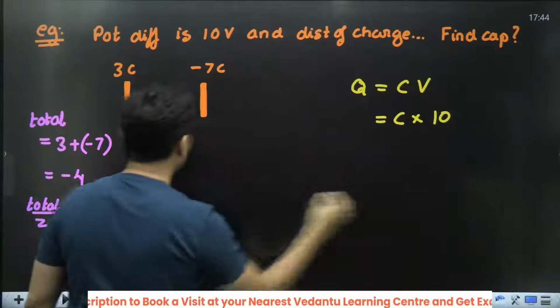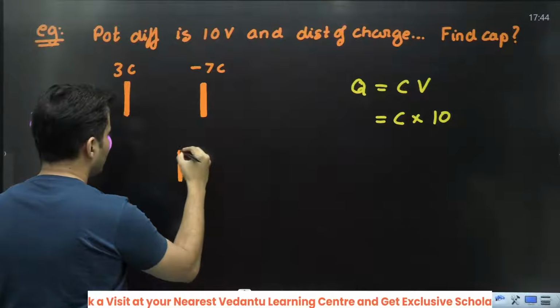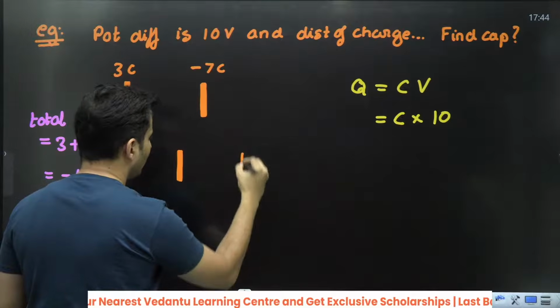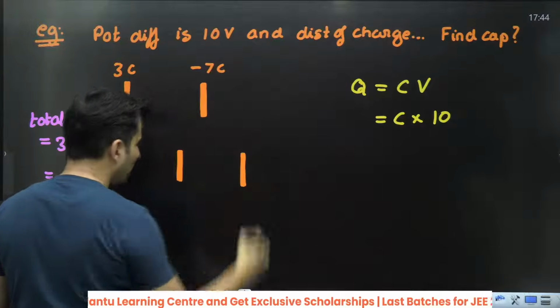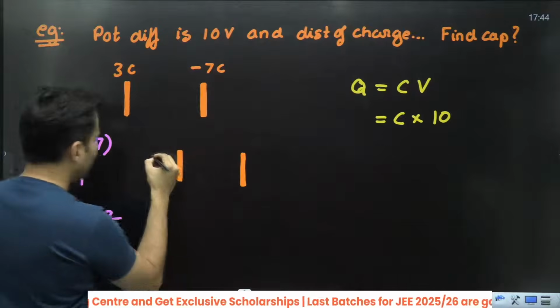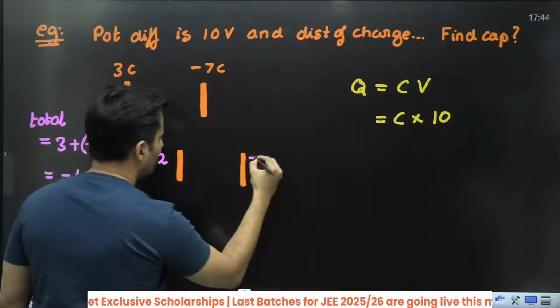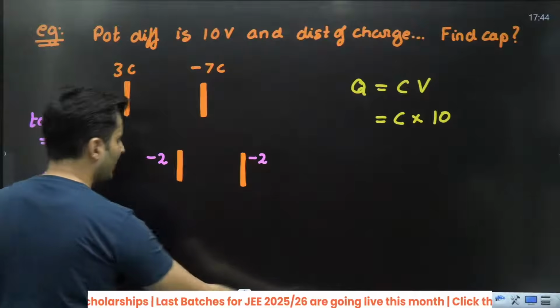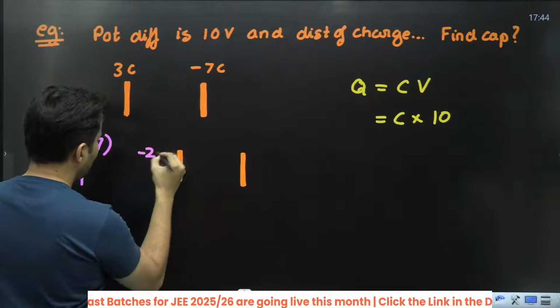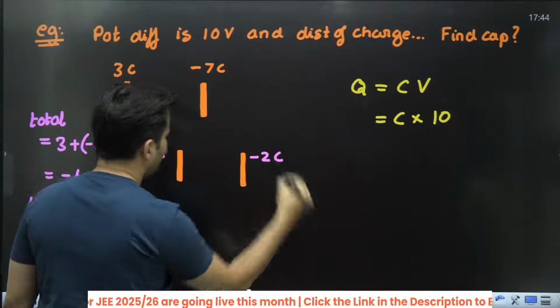Now, what you do is put that minus 2 charge outside. Where will you put that minus 2 charge, my dear warriors? Outside. So, let's put it outside. Minus 2 over here, minus 2 over here. So this is minus 2 coulombs. Remember that.